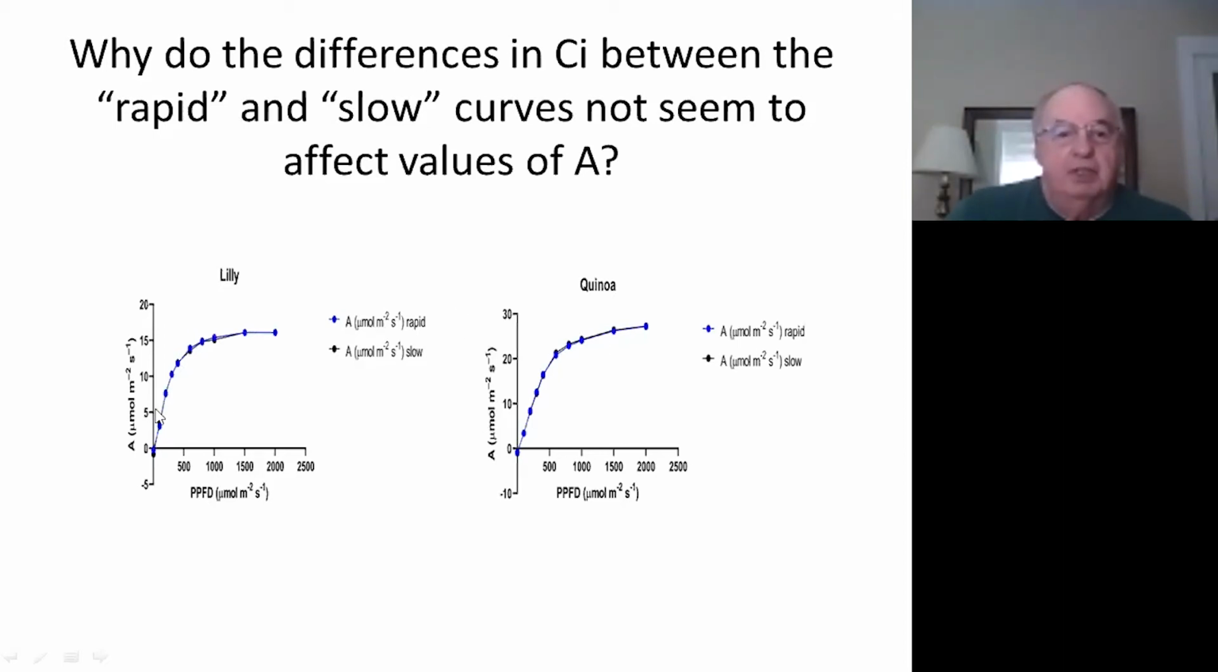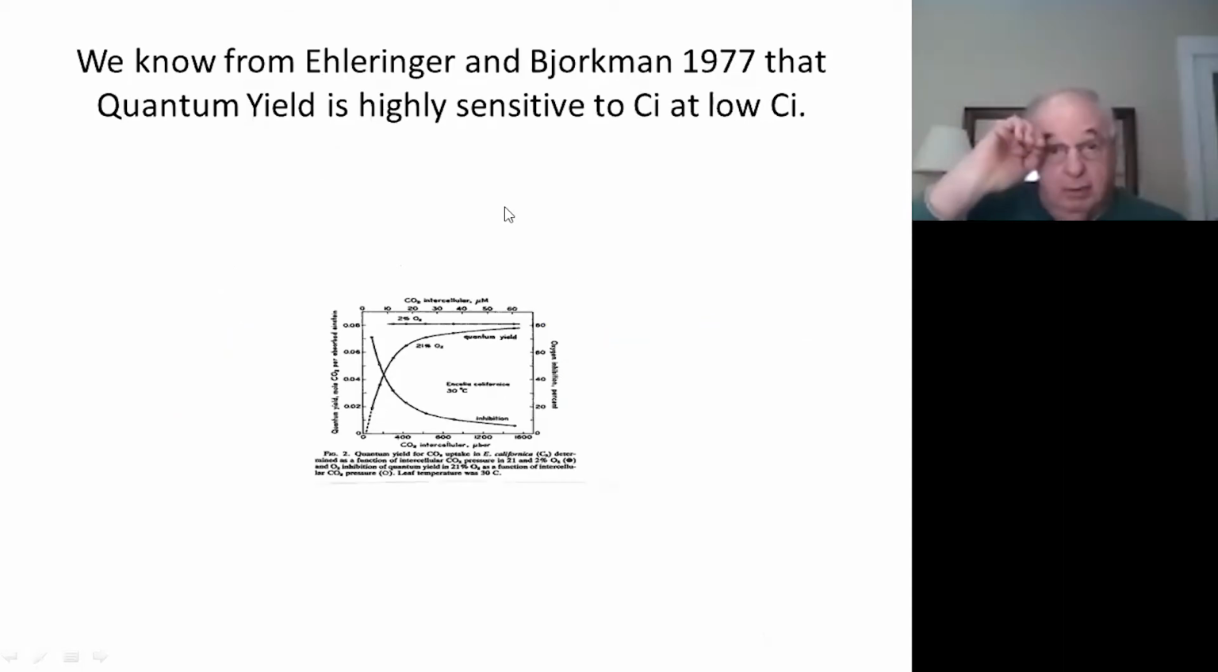So how come assimilation rate is not affected if we are getting differences in CI, especially at the low end of the PPFD? We know from Ehleringer and Bjorkman back in '77, the quantum yield is highly sensitive to CI at low CI. So if we're down here in the CI range of below 400, so 300 to 400, you can see this is a fairly steep curve of increasing quantum yield as you go up in CI. So that's kind of a dilemma.